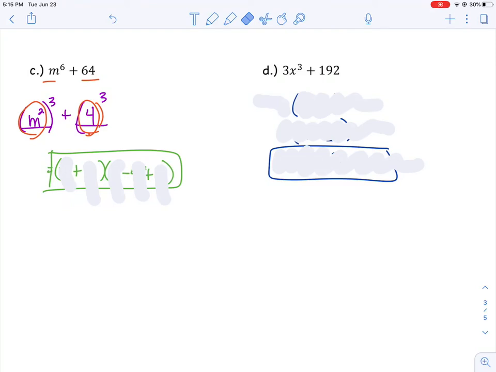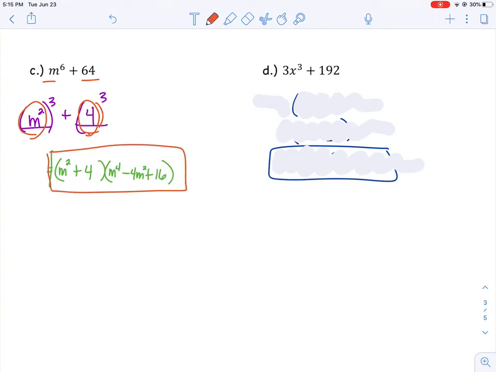So we have our two bases. We've got our signs in there, same, opposite, always positive, and then let's fill in the blanks. We've got an m squared, we've got a 4, we've got an m squared times an m squared, that's an m to the 4th. We've got an m squared times a 4, or a 4m squared, and then we have a 4 times a 4, which is 16. So my final answer factored should look like that.